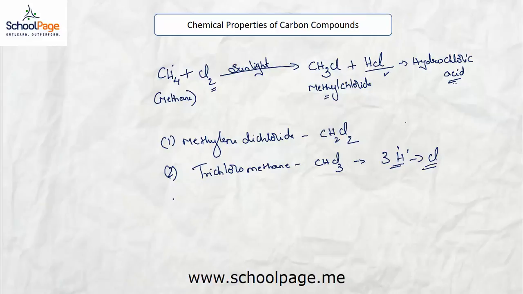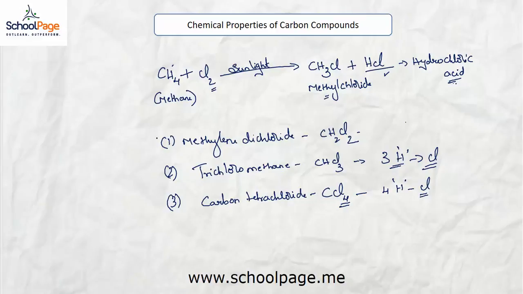On further increase of chlorine concentration, I get carbon tetrachloride. Observe the name properly. The molecular formula hence will be CCl4. So here all the 4 hydrogen atoms have been replaced by chlorine atoms. Initially it was 1 replacement, then it became 2, giving rise to methylene dichloride. As the chlorine concentration was increased, so did the products change. It changed to trichloromethane and then to carbon tetrachloride.